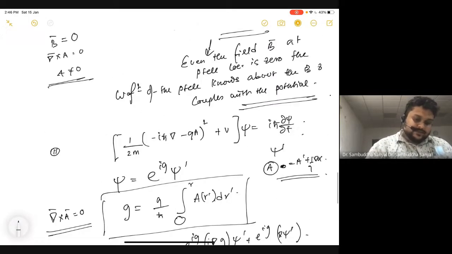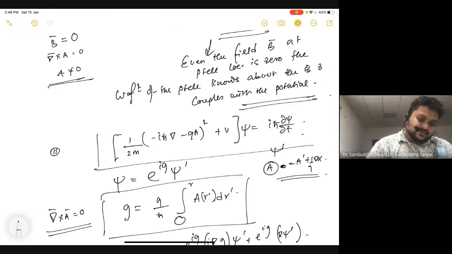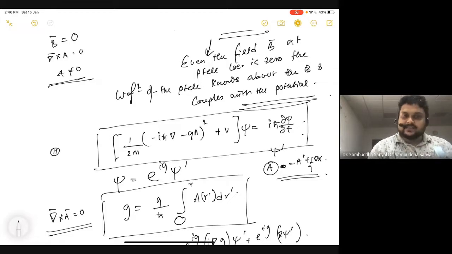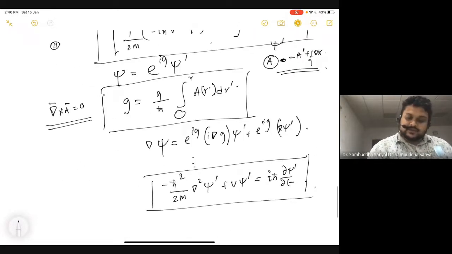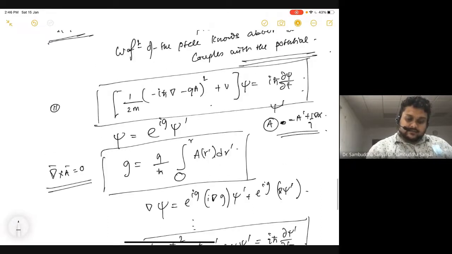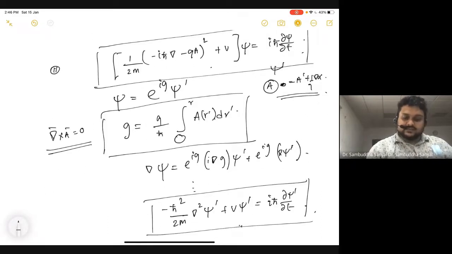So what's the point of this exercise? The point of this exercise is, if I have this equation and I want to know the solution of this equation, and I know the solution of the equation without any gauge field, psi prime, then I can use this solution, multiply it by e to the power ig, where ig is something that involves the gauge field. Then I'll get the solution of this equation. So this is the point of this exercise.